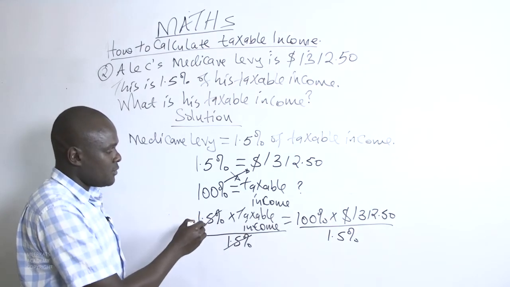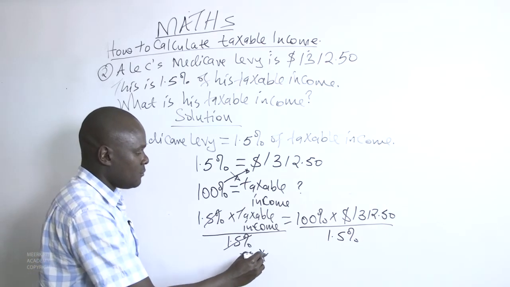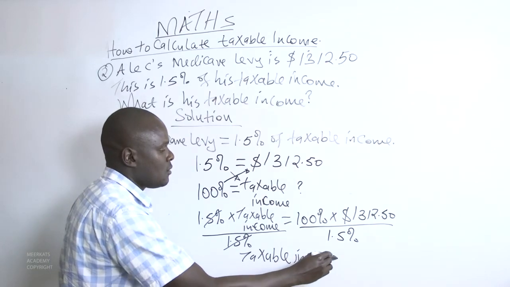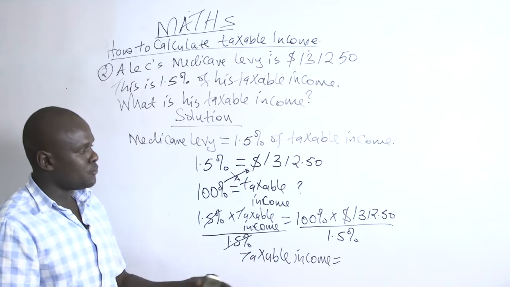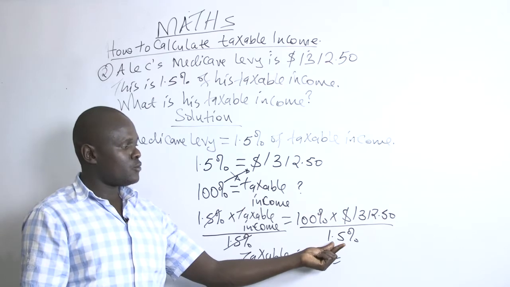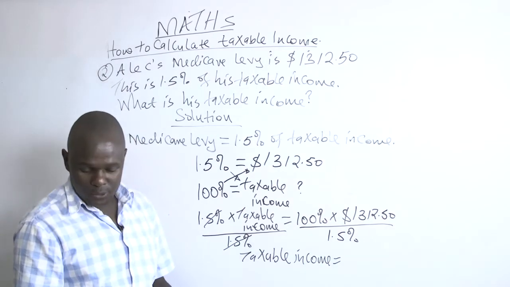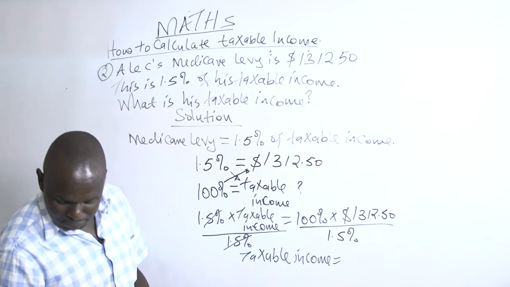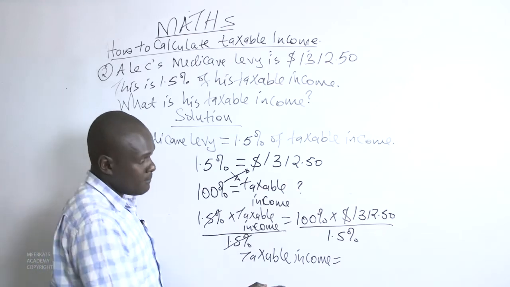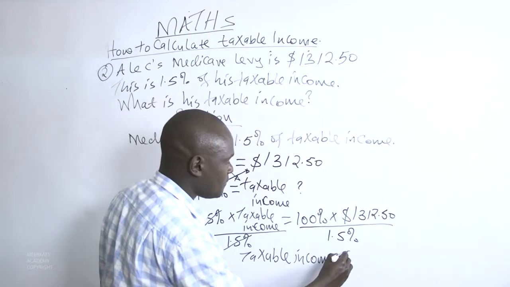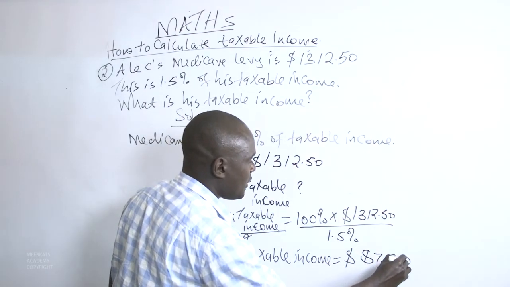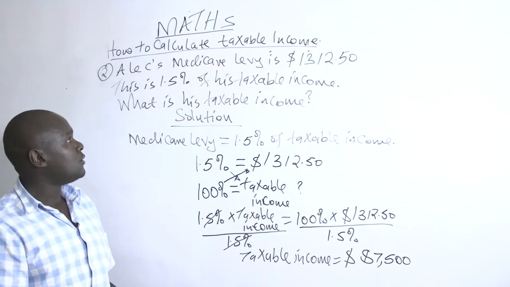So this will cancel with that, and our taxable income will be equal to the product of these two. Then later on we find the quotient. The product, and then we find the quotient. And when we do that, we are going to get our taxable income as $87,500. This is Alex's taxable income.